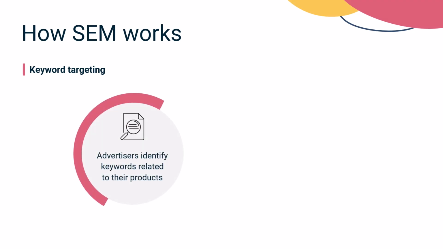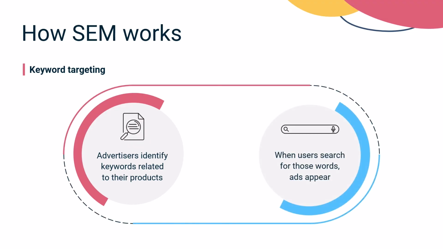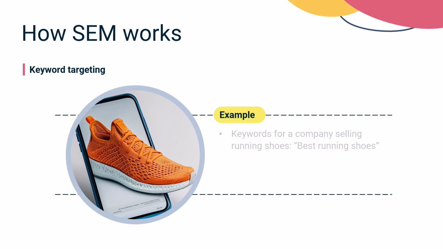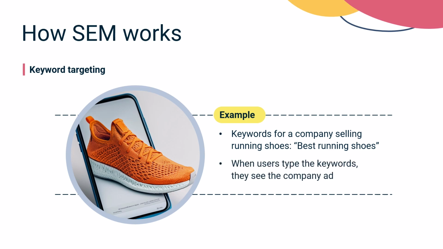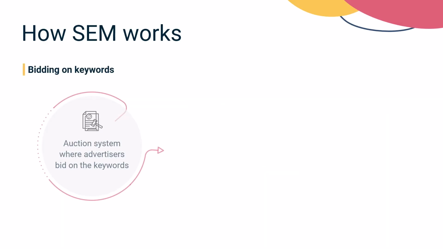Advertisers identify keywords related to their products and services. When users search for those words, ads are shown to the user. For example, a company selling running shoes might target keywords such as best running shoes. So, when users type these keywords or queries containing them, they will see an ad sponsored by the company that makes this product. SEM uses an auction system where advertisers bid on the keywords their ads want to show.